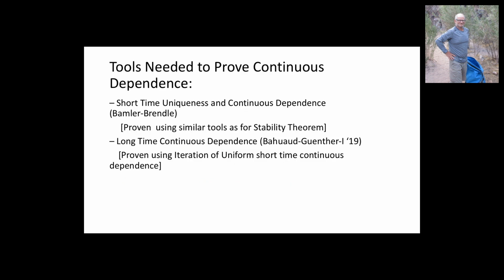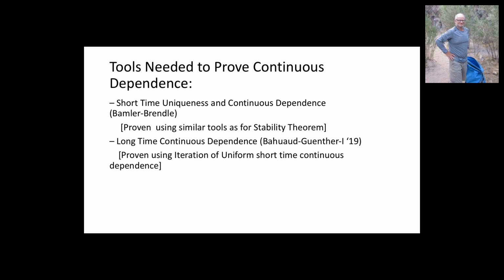So let me say a tiny bit about the terms which are needed to prove continuous dependence. First of all, we need short time uniqueness and continuous dependence. And in this case, we relied on some work of Lemma and Breadlove. And the tools for proving this are very similar to those tools used to prove the stability theorem. And then this only gave a short time continuous dependence.